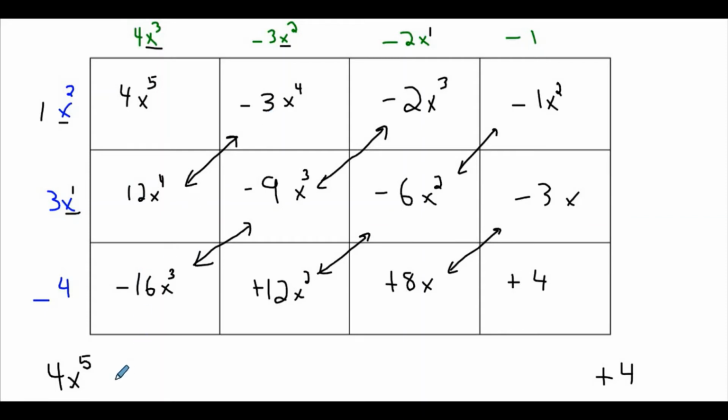12 minus 3 would be 9x to the fourth. And then negative 16 minus 9 minus 2 more would be negative 37x cubed.